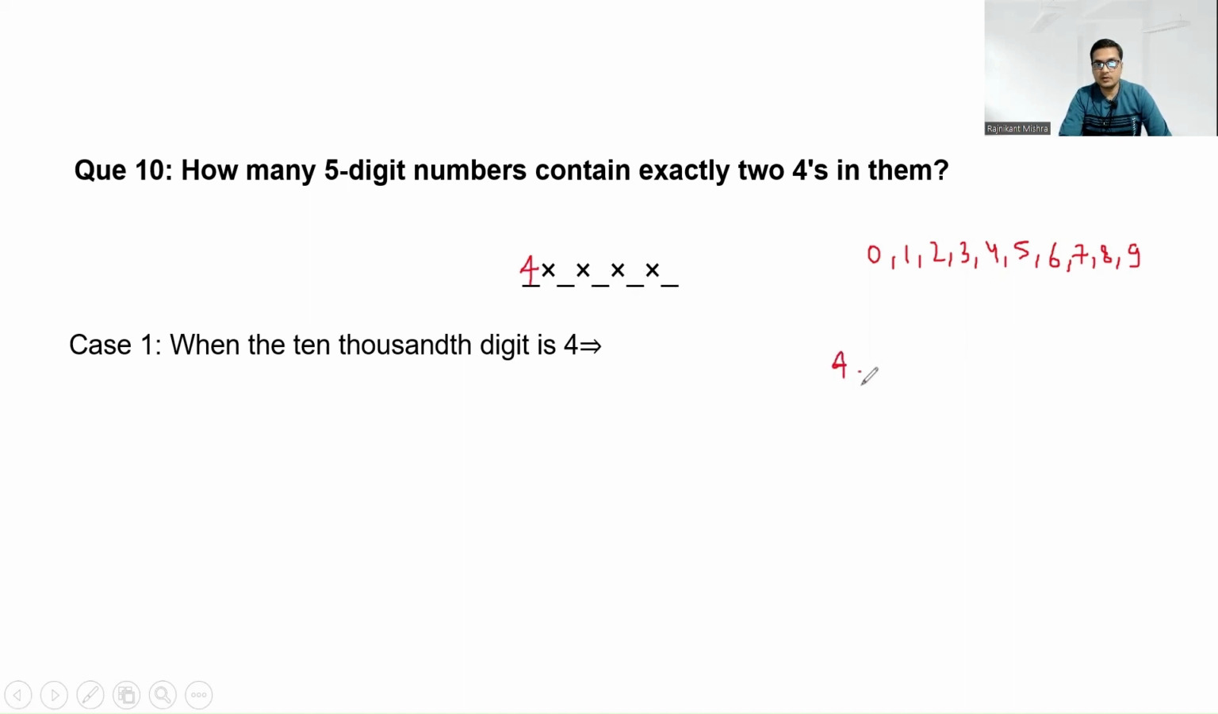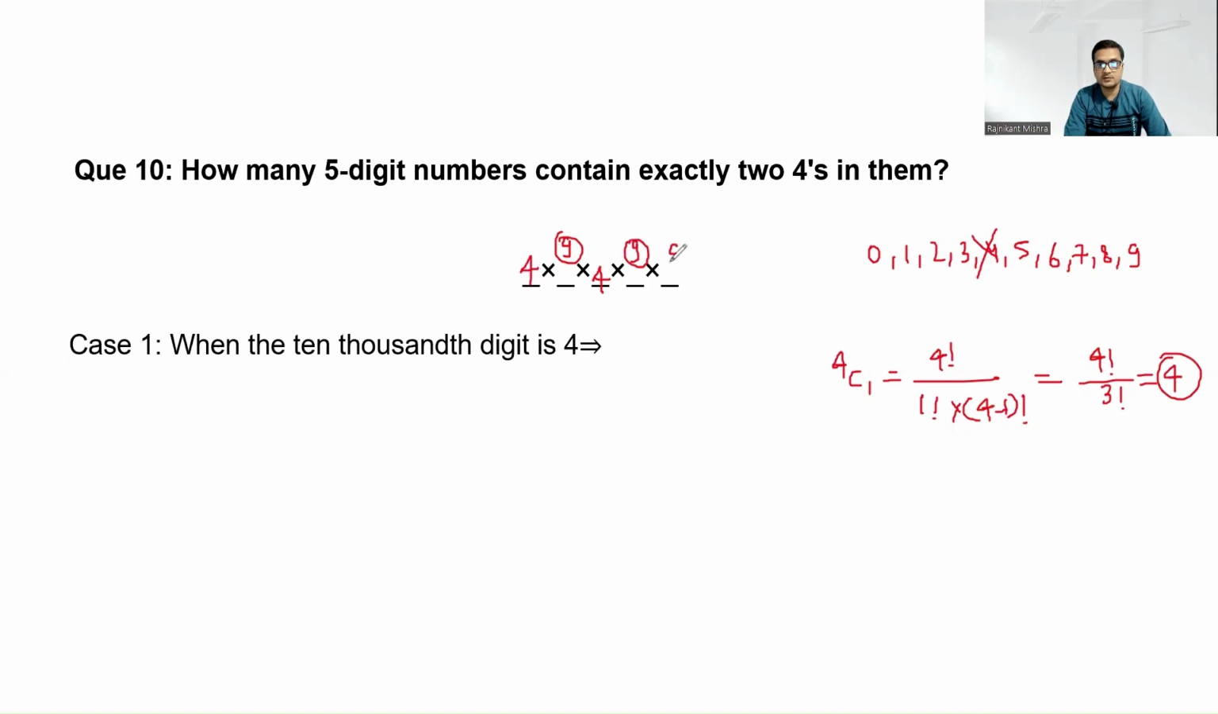This can be done in 4 ways, that is 4 factorial by 1 factorial into 4 minus 1 factorial, which is equal to 4 factorial by 3 factorial, which is equal to 4. Suppose you put second 4 here. For this position we have 9 choices because we cannot use 4 again. For this position again we have 9 choices, and for this position again we have 9 choices. So the possible number of arrangements is equal to 4C1 into 9 into 9 into 9.